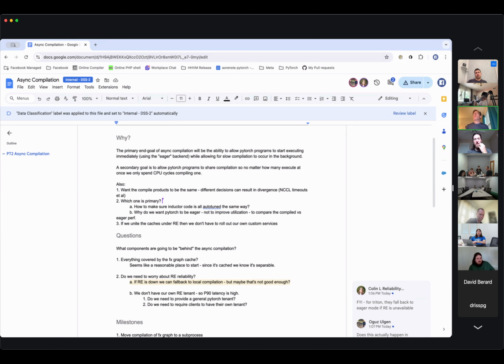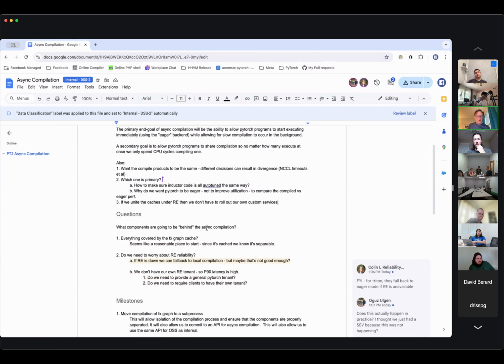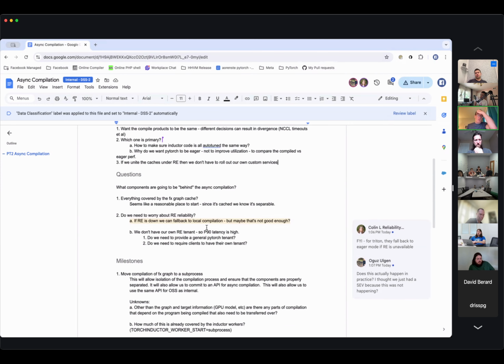I didn't see anything else. Okay, continuing on. So overall, there are some questions, which is what's going to be covered under this RE cache, at least initially.